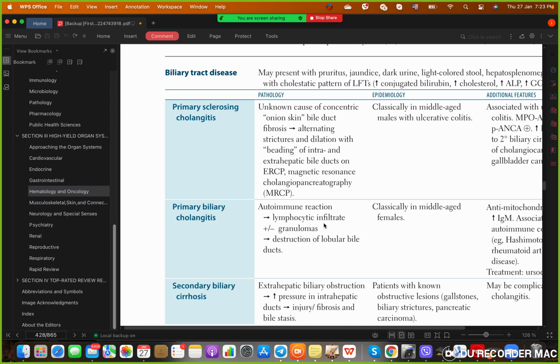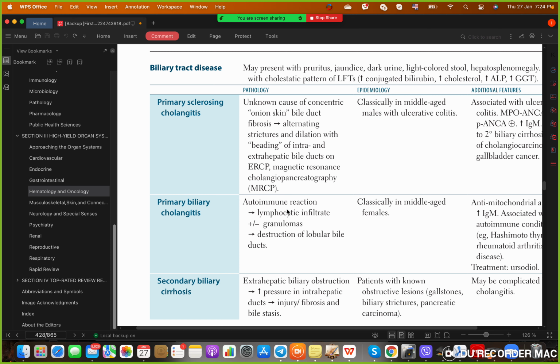Autoimmune reaction, lymphocytic infiltration, and they might have granulomas, okay? It mostly affects the inside of the liver, while sclerosing affects both inside and outside of the liver, intra and extrahepatic. This one will be only intrahepatic, okay? Make a note about this. So this, intra and extra. This, only intra. So primary biliary cholangitis, classically in a middle-aged female.